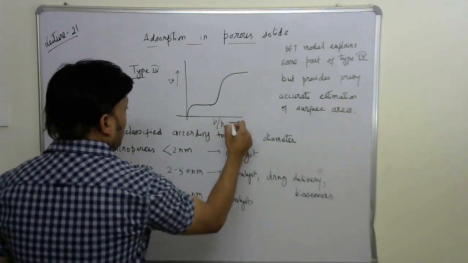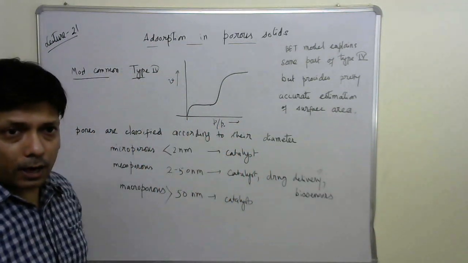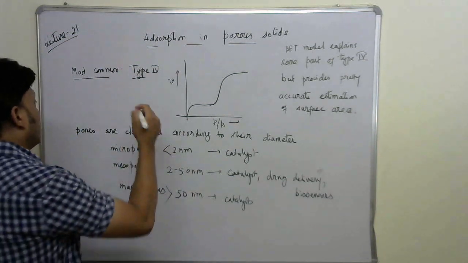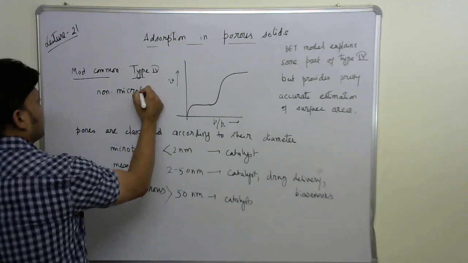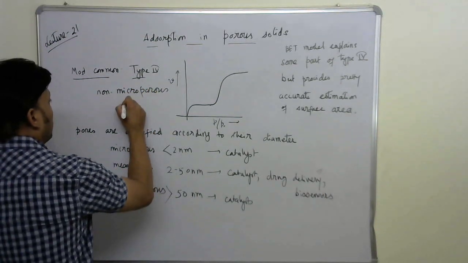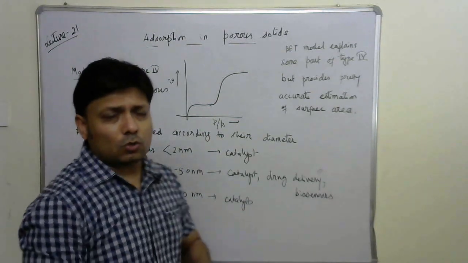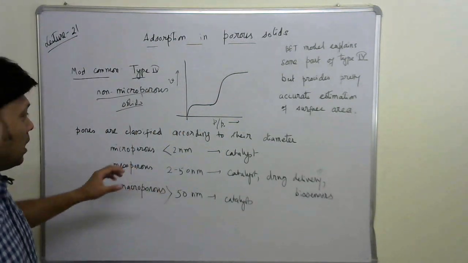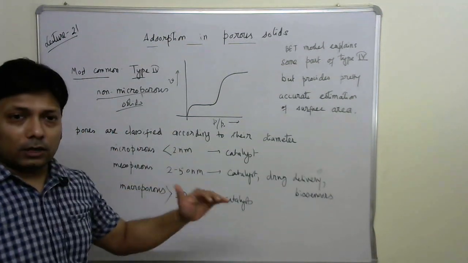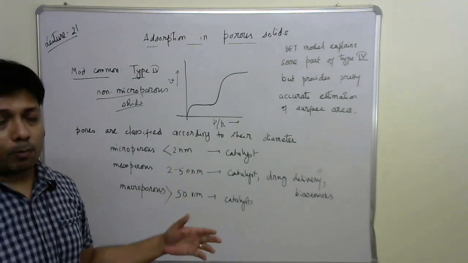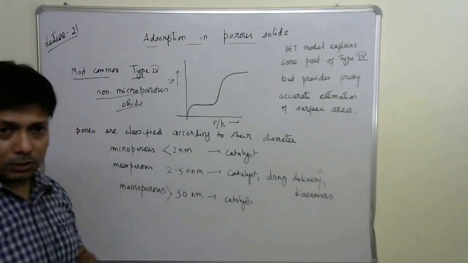Now the question is, what kind of porous solids give a type 4 adsorption isotherm? The answer is any type of non-microporous solids. So it has pores, but it should not be micropores. So what are micropores? Depending on the diameter, the pores can be classified into 3 categories: microporous materials, mesoporous materials, and macroporous materials.